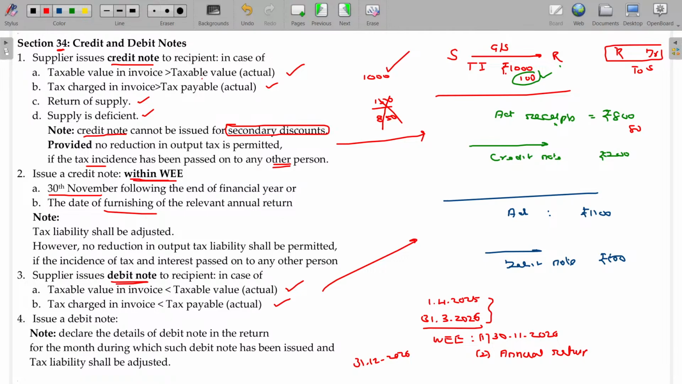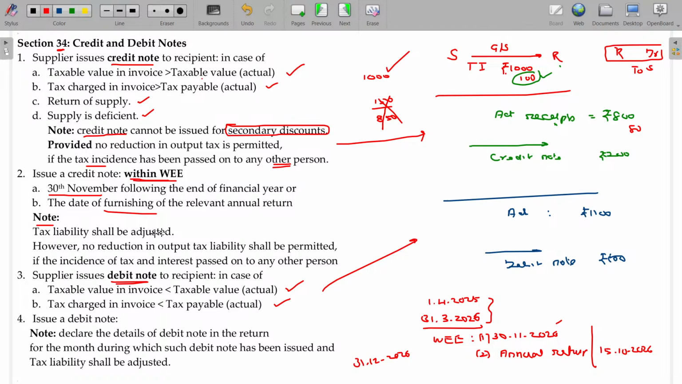Okay. So naturally, what happens between these two? The due date for filing of the annual return is always 31st December. If you compare these two, this will always be the earlier. But what happens if the person has filed the annual return on 15th October 2026 itself? There's a chance, because the annual return due date is 31st December, but he can file before that also. If the filing date is before 30/11/2026, that date will be taken. Otherwise, it is the actual filing date for the annual return or 30/11/2026, whichever is earlier, within which period you can issue the credit note or debit note.